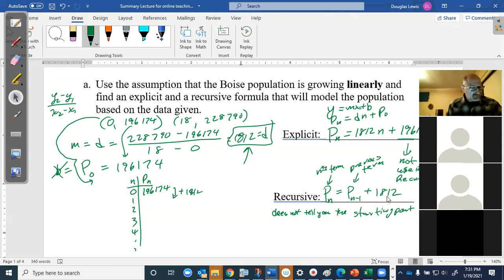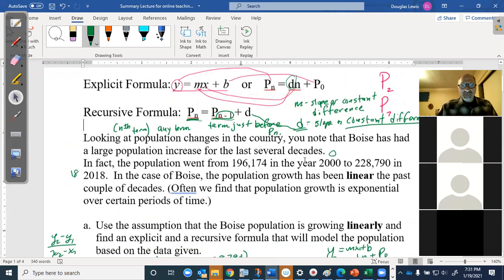So you take 196,174 plus 1812. That's going to be 197,986. And how do I get the next term? I add another 1812 to get the next one, and so on and so on. That is the nature of a recursive formula. It just tells you what the difference is between the two. So we call it D, the constant difference.